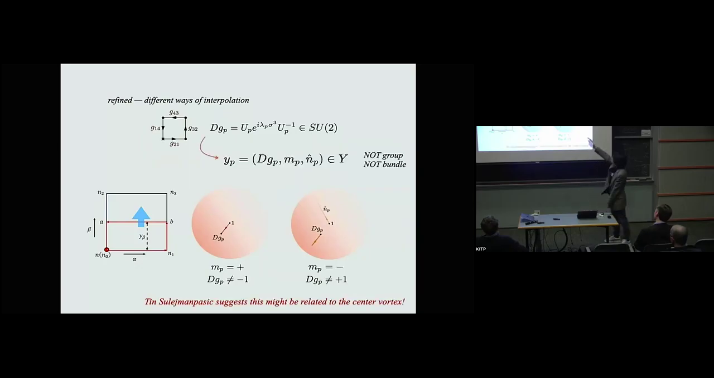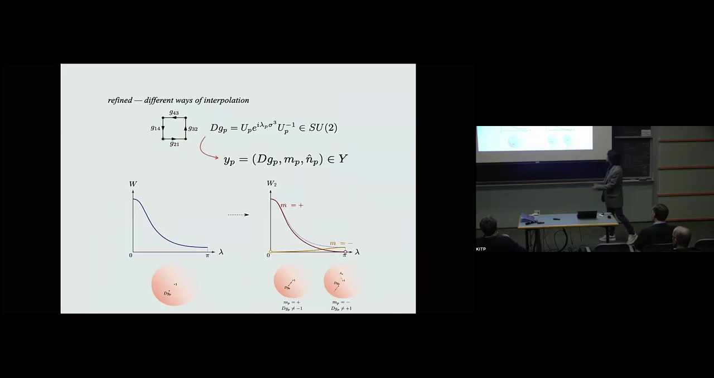So the plaquette degree of freedom is refined to this set of things with these constraints, where these constraints avoid ambiguities. Okay, and we can note that although we have 2 labels M, they are in no sense a Z2 group. So this is not a group, and moreover, Y is not a fiber bundle over SU(2) because we have these restrictions.